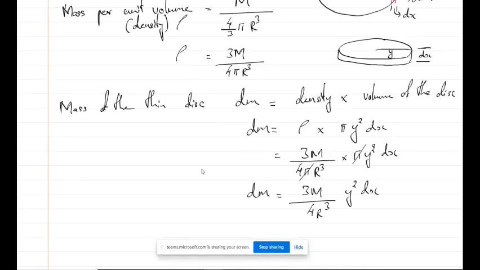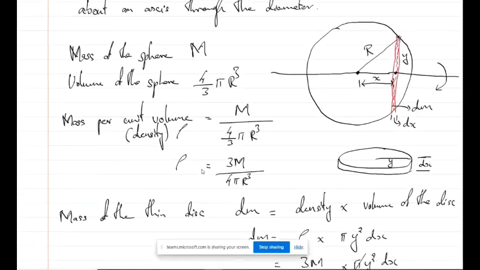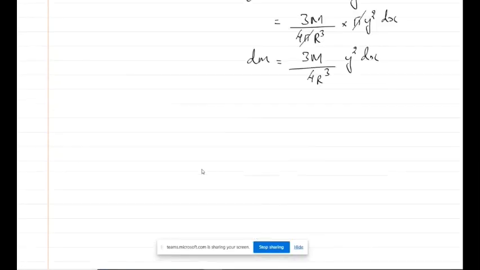So this disk, when it is spinning, how is it spinning? Let me draw the disk once again. Let me draw it this way.